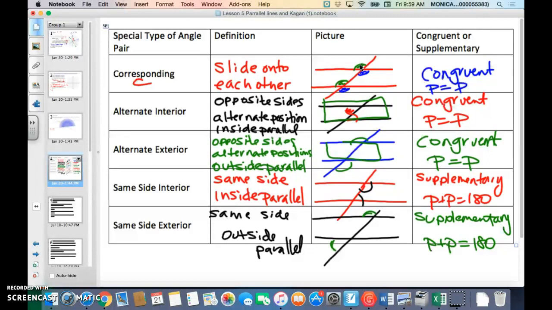Part equals part. Same side interior angles are on the same side of the transversal line, inside the parallel lines. They are supplementary. So you'll notice the difference: they're on the same side versus alternating sides. They are here. And lastly, same side exterior angles are also supplementary.